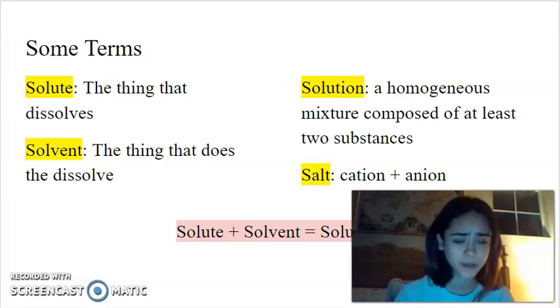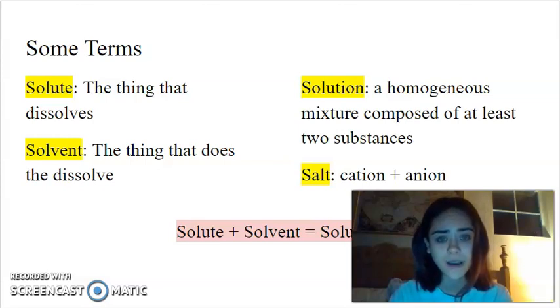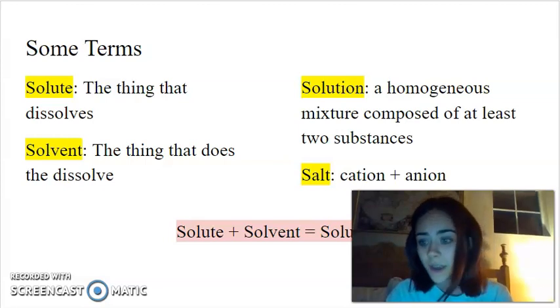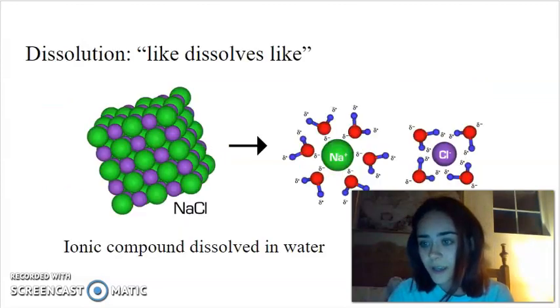I also threw in salt. We might think of table salt, right, sodium chloride. But in chemistry, a salt is really just anything that is a cation plus an anion. So something like lithium fluoride is going to be a salt. Silver chloride is going to be a salt, those types of things.